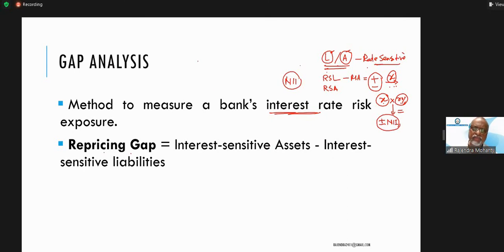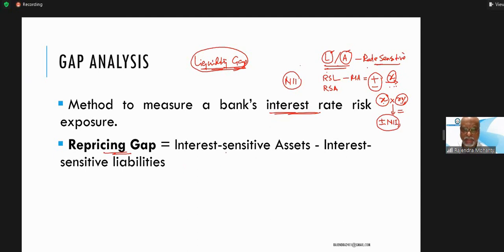Only in the case of fund or liquidity analysis, what gap were we calling it? Liquidity gap. When you are talking about liquidity, the gap of assets and liabilities you are taking is a liquidity gap. But in the case of interest rate risk, it is called the repricing gap. Repricing gap means all the assets and liabilities are not to be taken. Only interest sensitive assets and interest sensitive liabilities are to be taken.